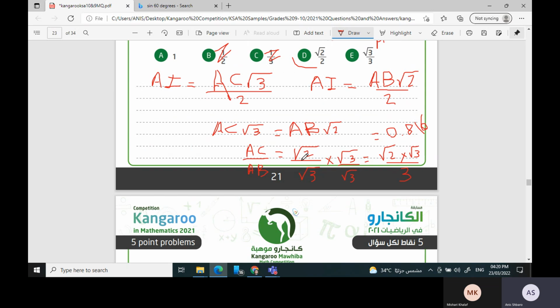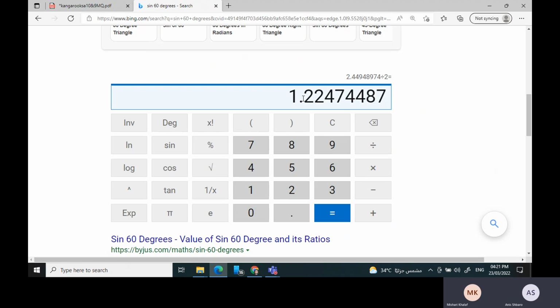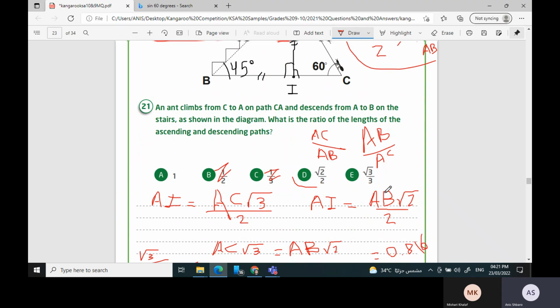In this order, AB over AC, simply just switch them. Radical 3 over radical 2. And to get rid of the radical down, I'm going to multiply by radical 2. Of course, it's radical 6 over 2. So if I want to try it, close the parentheses. I have 1.2, which is way farther than these options.